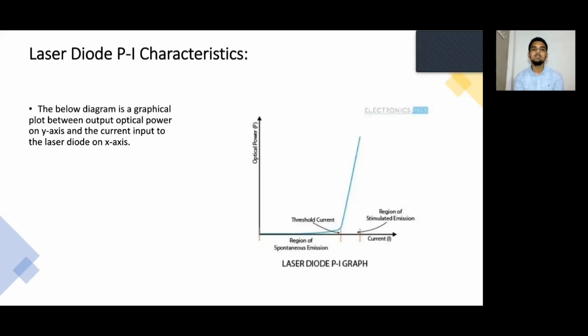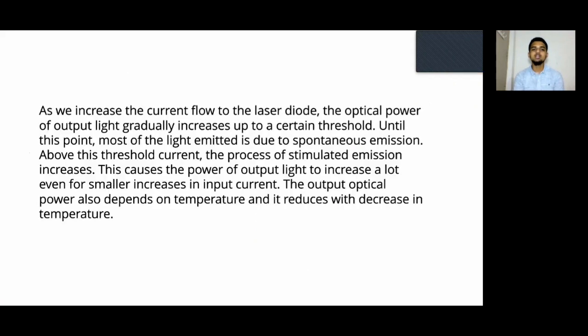The laser diode PI characteristics. The diagram below is the graphical plot between the output optical power on the y-axis and the current input to the laser diode on the x-axis. As we increase the current flow to the laser diode, the optical power of the output light gradually increases up to a certain threshold. Until this point, most of the light emitted is due to spontaneous emission.